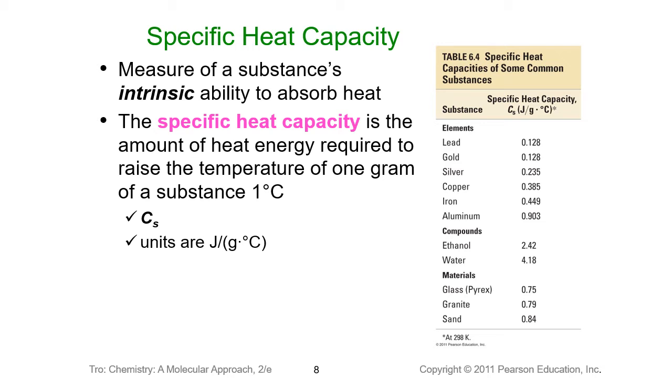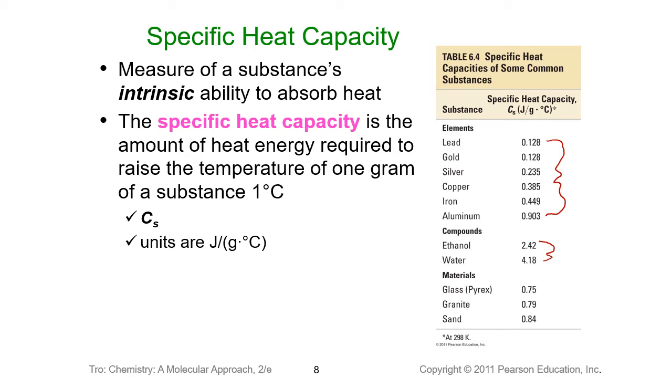On the right-hand side, you see a table. You'll notice that the metals have much lower specific heat capacities than things like ethanol or water. This is why we use metal in cooking utensils, because it gains that energy very quickly to transfer it into the food that you're cooking.